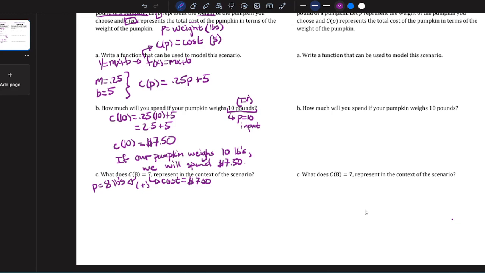And so our context, or our representation of the context, is simply going to say, well, if our pumpkin is 8 pounds, again, pulling that directly from this value here, then we will spend $7.